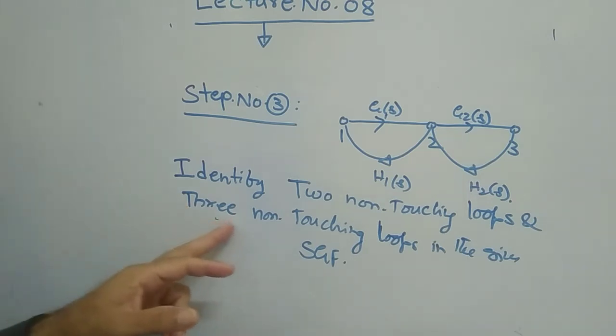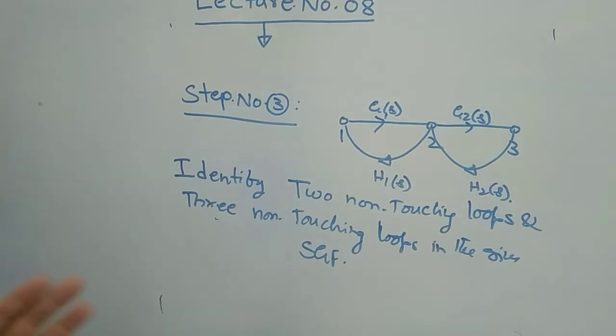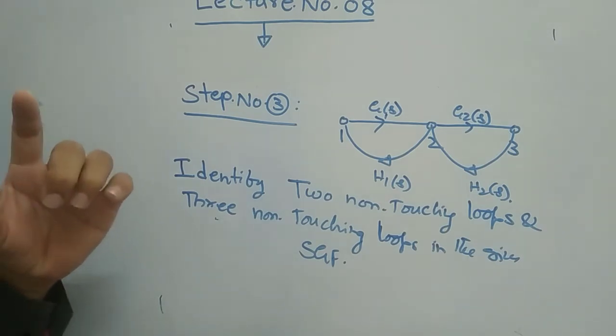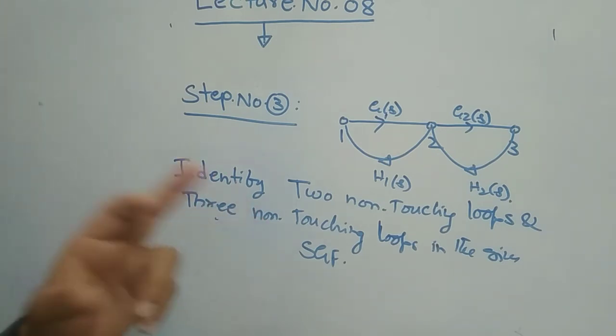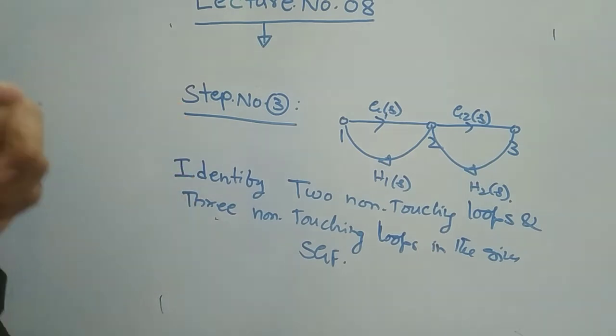Similarly, what is three non-touching? In the given signal flow graph, there should be three individual loops and they should not touch each other. Means the loops must be somewhere without a common point, without a common node. Similarly, there should be three individual loops without a common node. That is the meaning of it. If they are like that, then you may have some value for that. If they touch, then the value is something different. You can understand that while solving the problem.